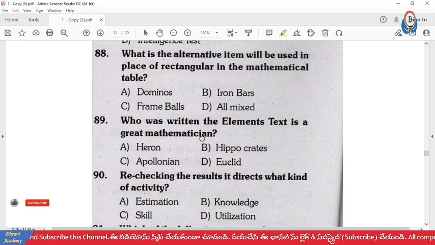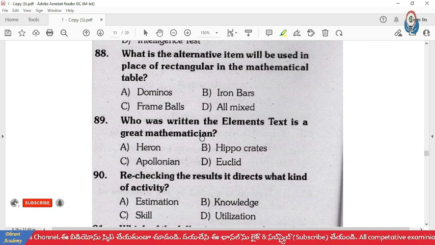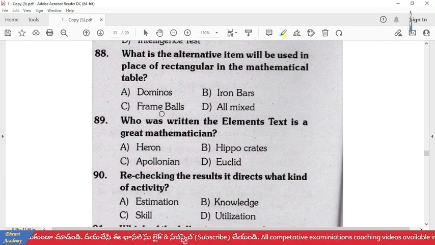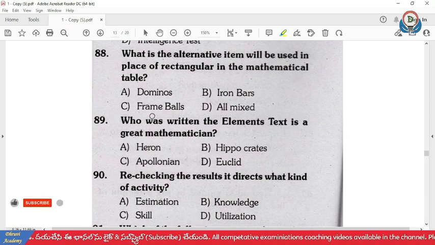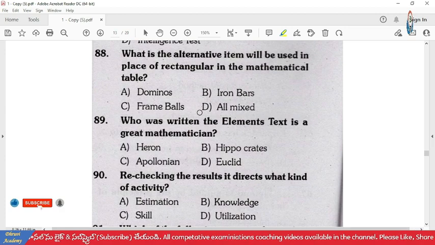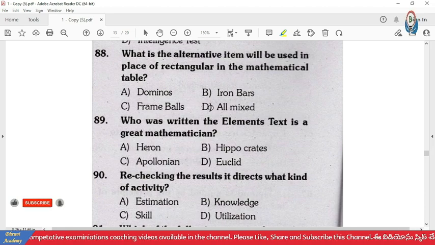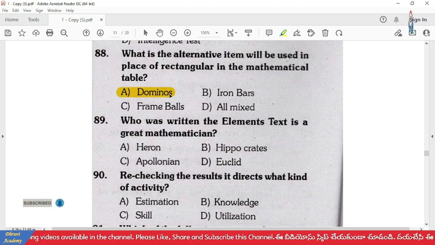What is the alternative item that will be used in the place of rectangular in the mathematical table? A. Dominoes, or B. Iron bars, or C. Frame balls, or D. All mixed. Its answer is dominoes. It will be the right answer.